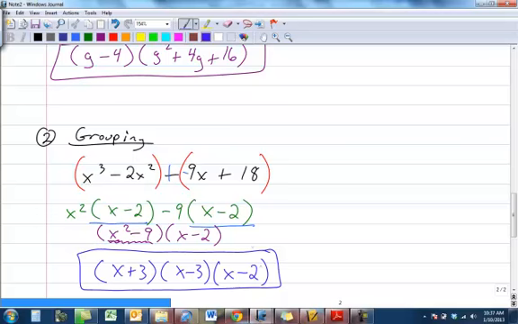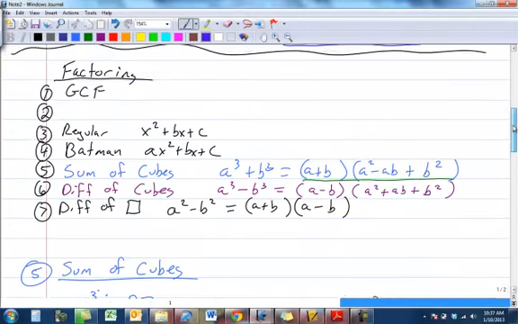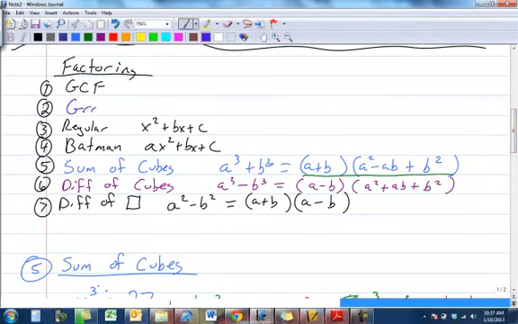But grouping is actually the end part of Batman, isn't it? So, number 2 here, let's add it to our list, is by grouping.